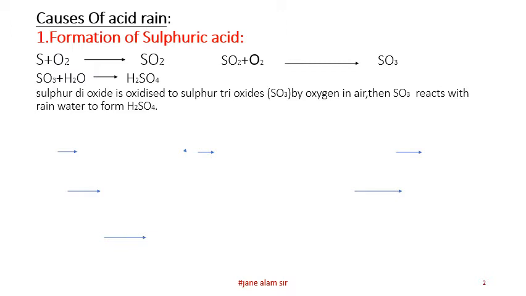So first see the sulfur when reacting with oxygen forms sulfur dioxide. Again sulfur dioxide reacts with excess oxygen to form sulfur trioxide. This dissolves in rainwater and forms sulfuric acid.